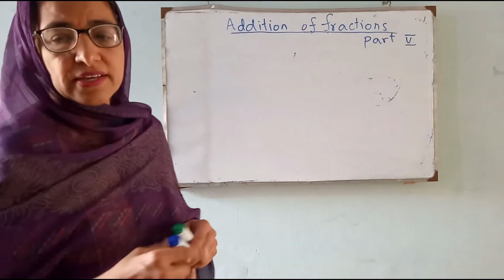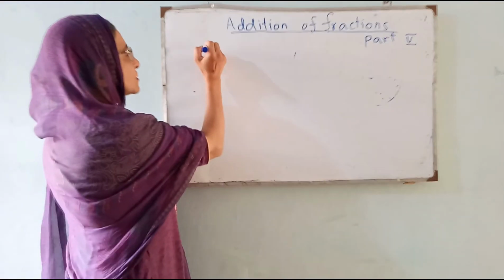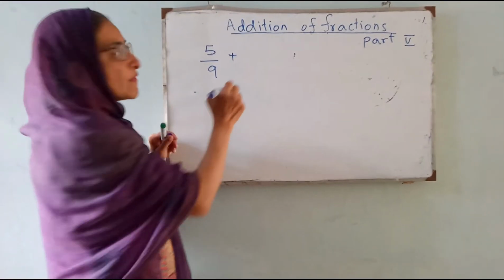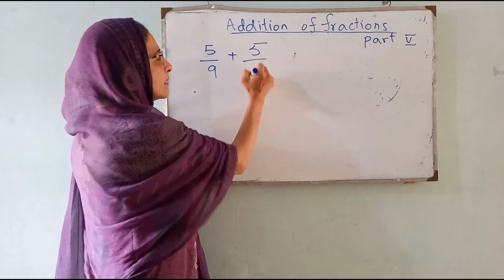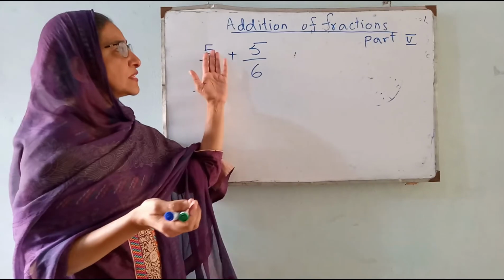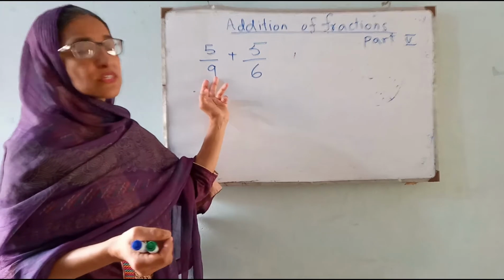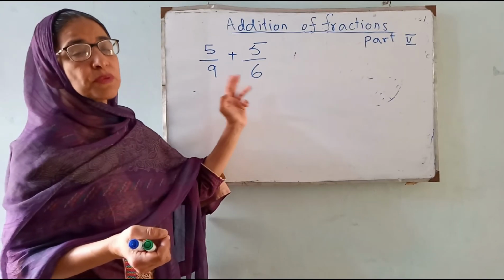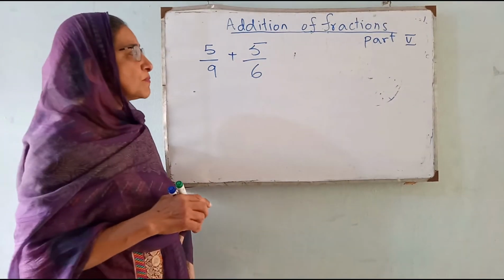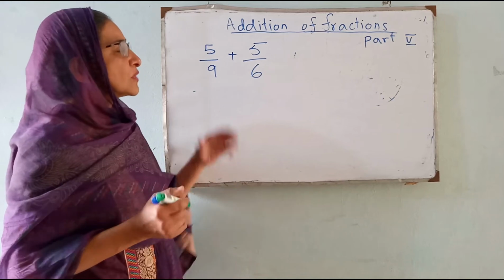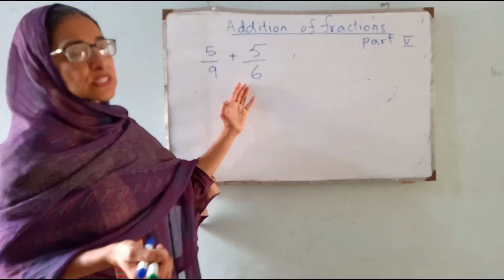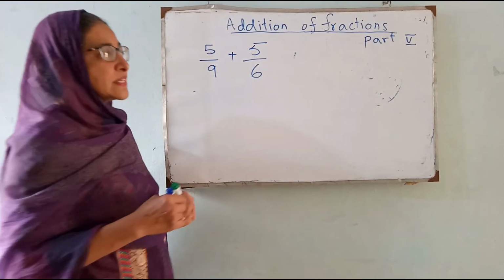And if I have another question which says 5 by 9 plus 5 by 6. Here you can see that the numerator is same, but we are not concerned with the numerator at the moment. We are concerned with the denominator. We have to make the denominator same. As I have told you, when I have to make the denominator same, what I am going to do is take the LCM of the numbers which are in the denominator, 9 and 6.